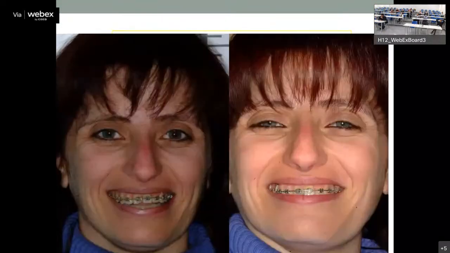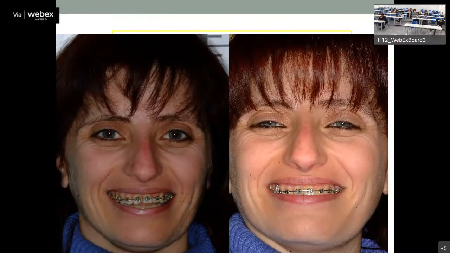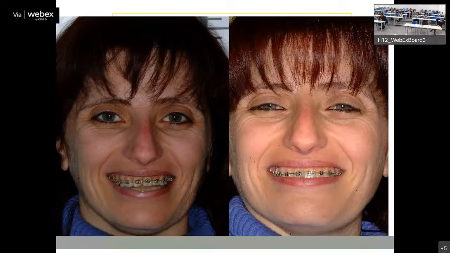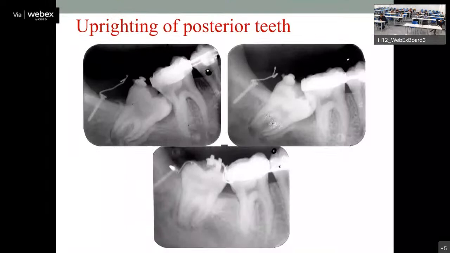And from here to here, it took around 6 months of force application, but things are getting better. Uprighting of posterior teeth.